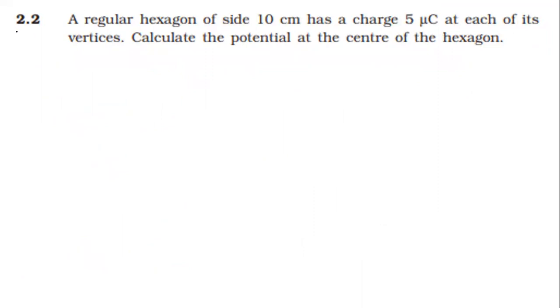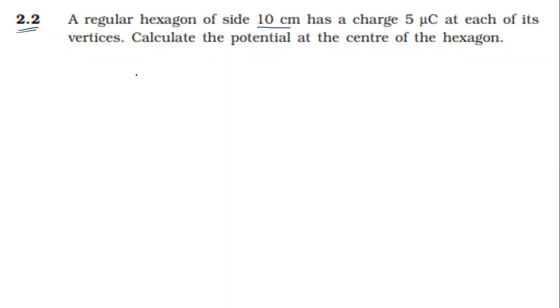Okay, look at the next question now. Question number 2.2. A regular hexagon of side 10 centimeter has a charge of 5 microcoulomb at each of its vertices. Calculate the potential at the center of the hexagon.